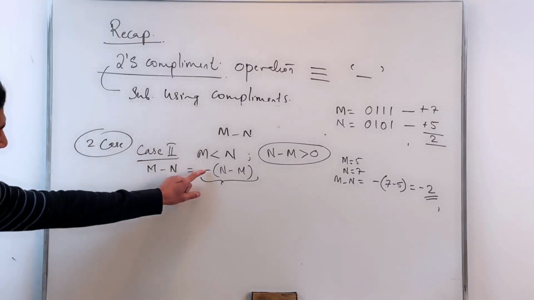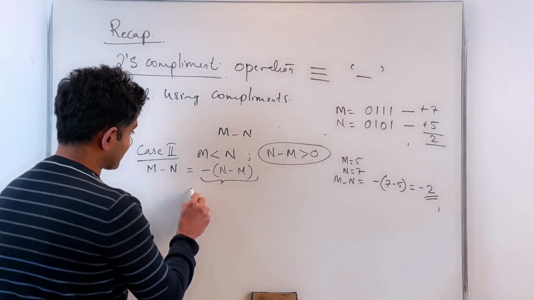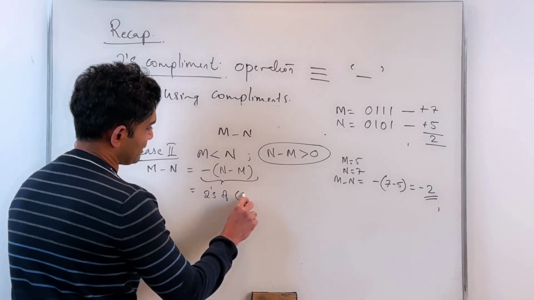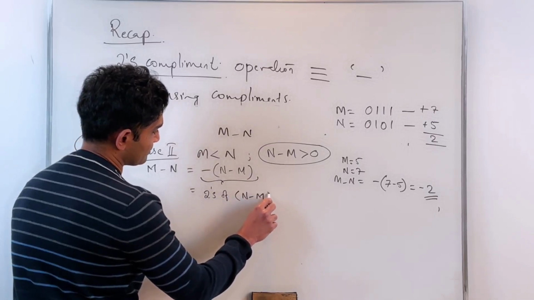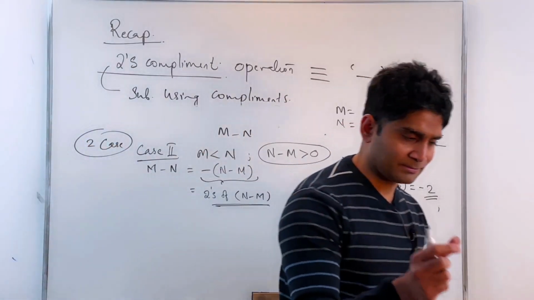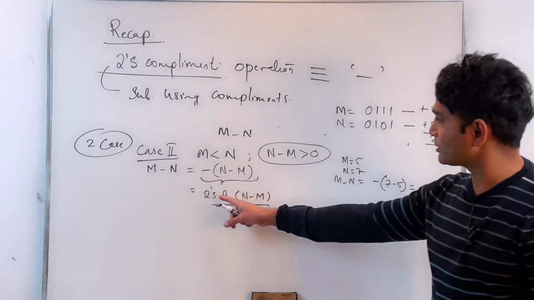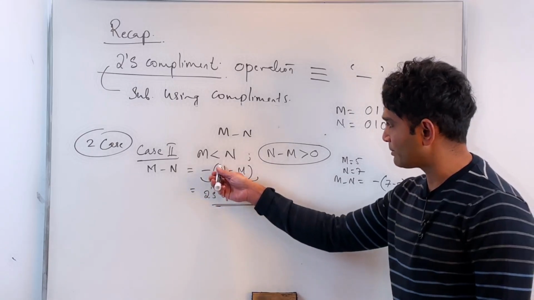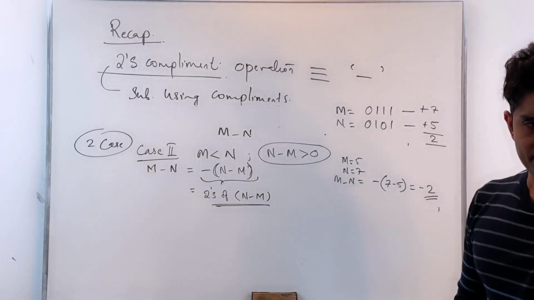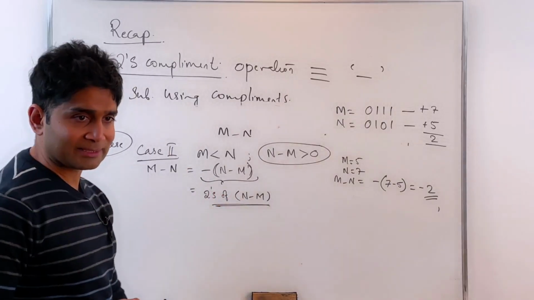Now again, this is a negative of some number. So I can also express this as the 2's complement of n minus m, right? Every time you see the negative sign on the front of a number, you can also express that number as the 2's complement of the number in the bracket, or of the positive number. Okay, so I hope you get that.